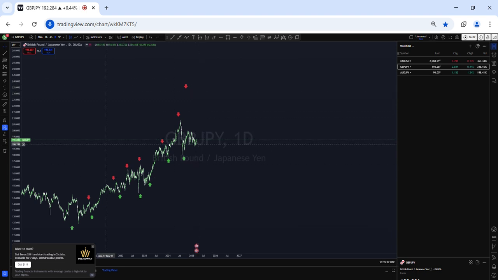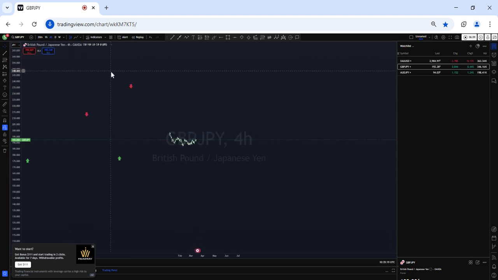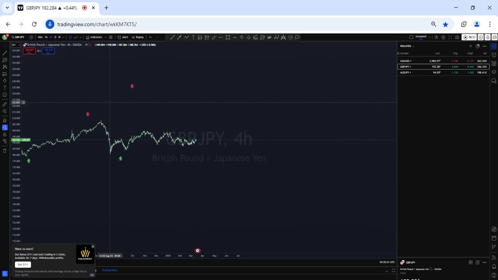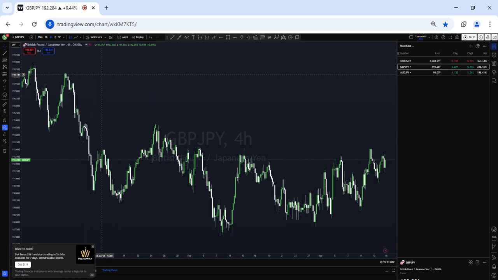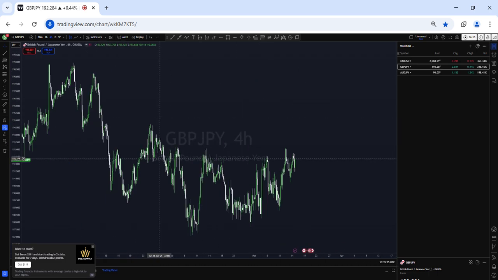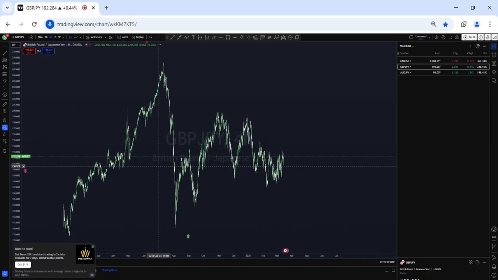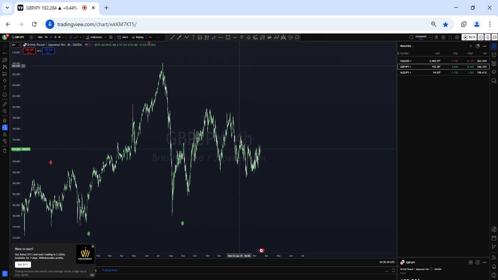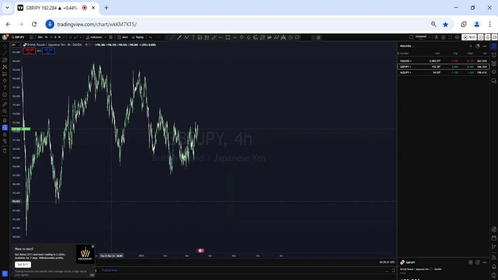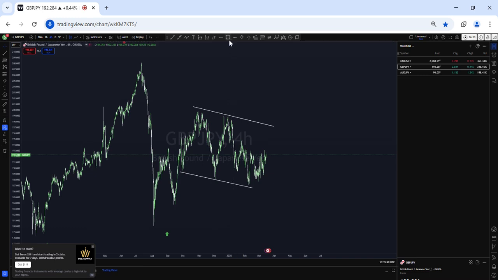Then on the 4 hour and 1 hour time frame is where you start to measure out what the candlestick direction is, what the pattern is, what pattern you can visibly see on the charts. This is a pattern now. Okay, this is a flag pattern. It's known as a flag pattern.